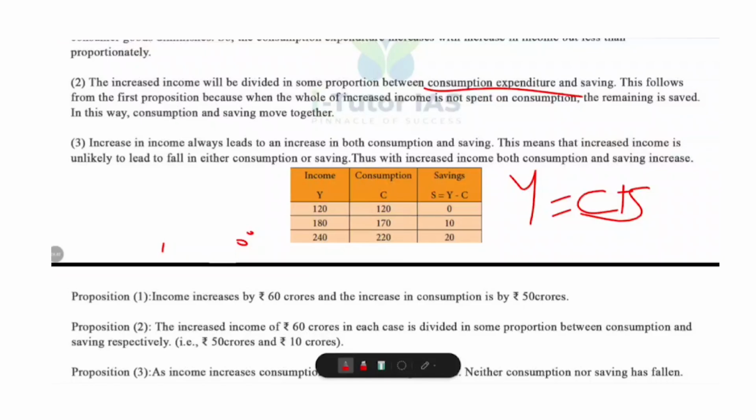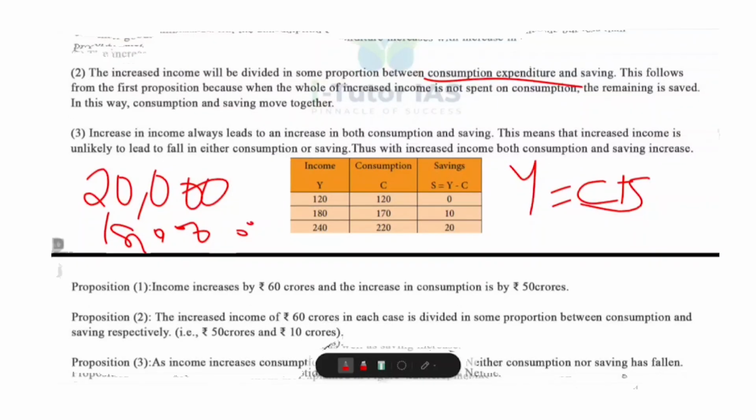For example, at rupees 20,000 income, you may consume 18,000 and save 2,000. And when your income becomes 30,000, you may consume 25,000 and save 5,000. Here both consumption and saving have gone up. Neither has fallen, only their proportion has changed. So as income increases, consumption goes upward, and the gap between the consumption curve and the 45-degree line that we have shown you earlier, that is the saving area, widens, and it shows higher savings as income rises.